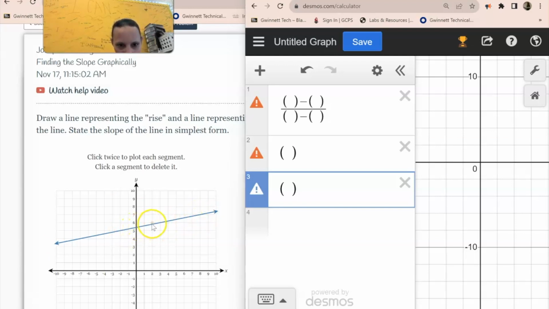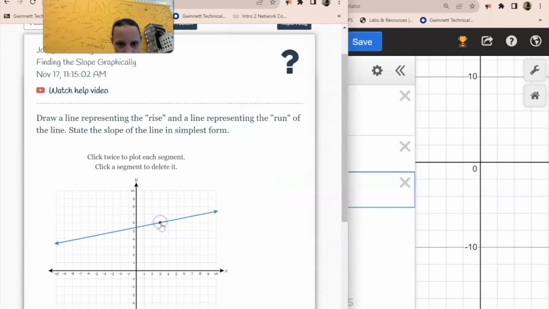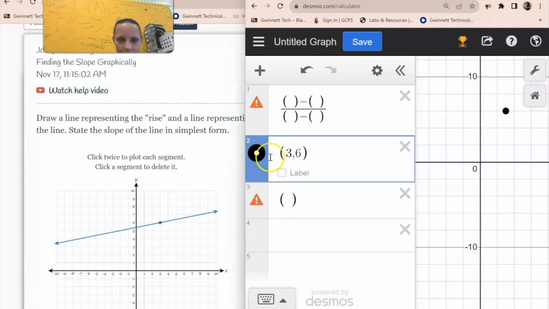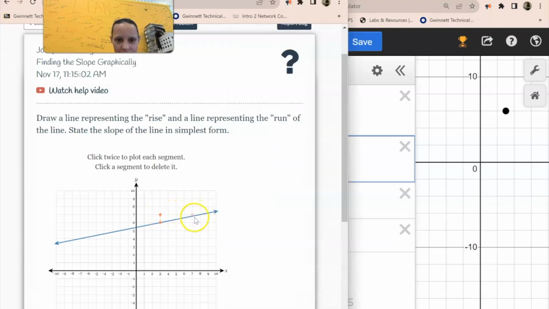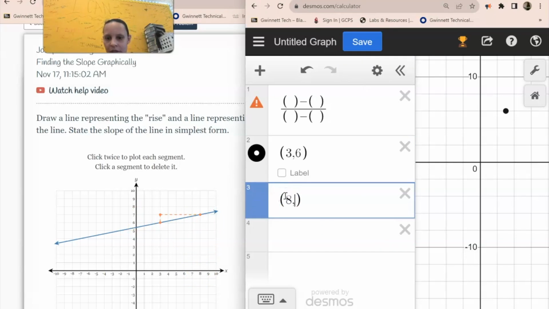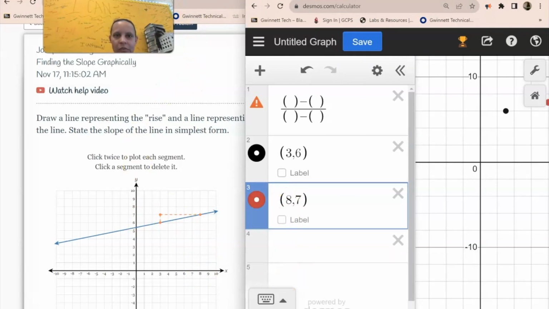Again, I'm looking for a corner. That's a corner right here. This is the point 3 and then 6. You have to put x and then y. 3, then 6. I'm going to keep going until I get to another corner right there. This is my second corner. I'm going to do the rise right there and the run right there. So that part is already done. The second point is 8 and 7. Now back to my formula sheet.